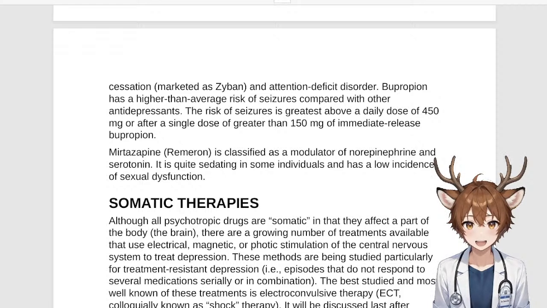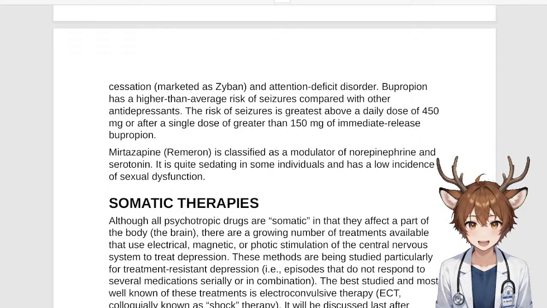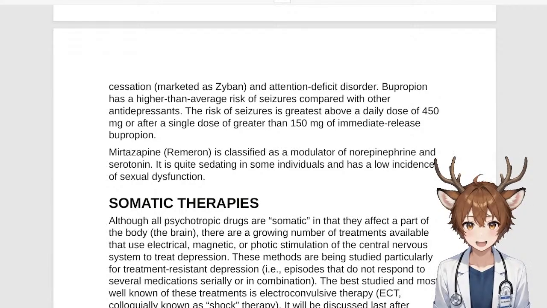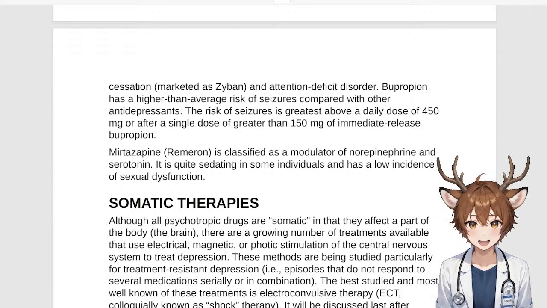Mirtazapine, or Remeron, is classified as a modulator of norepinephrine and serotonin. It is quite sedating in some individuals and has a low incidence of sexual dysfunction.